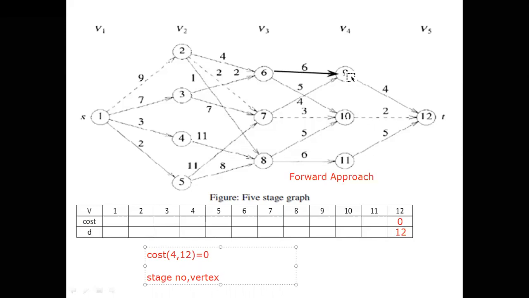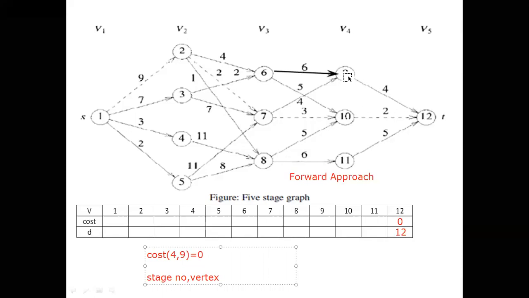First vertex, I will start with 9, right? Based upon this order, we will go 9. 4, 9. I hope it is clear why it is 4. 4 is the stage number. Why is it 9? 9 is the vertex number. The thing here is, what is the shortest path from 9 to 12?